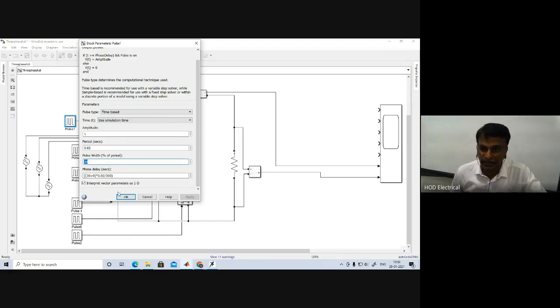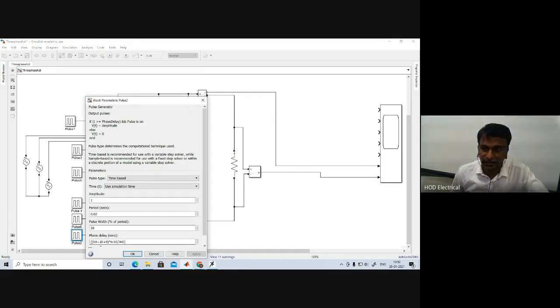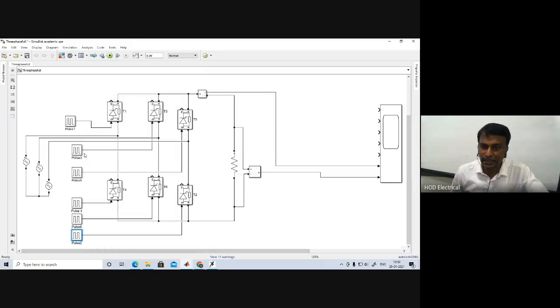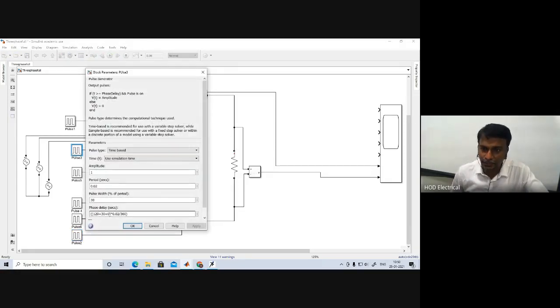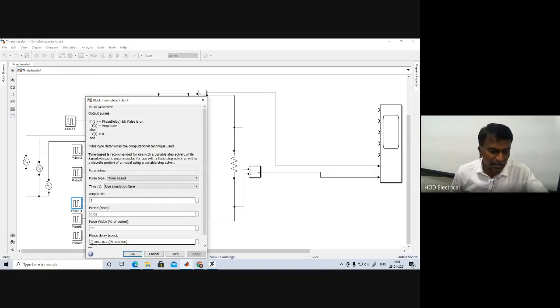So 30 plus 0 for T1. Then T2 is here. T2 is again we have already done, 30 plus 60 plus alpha 0. Then T3, again 30 plus 120 plus alpha, I have given 0. Then T4, we can have pulse generator 30 plus 180 plus alpha is 0.